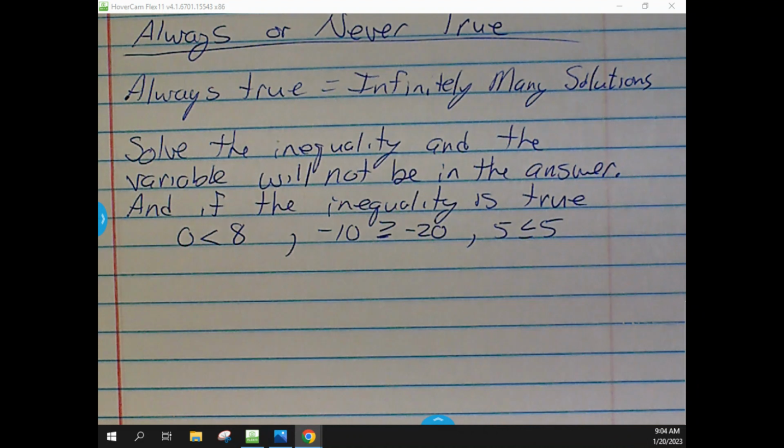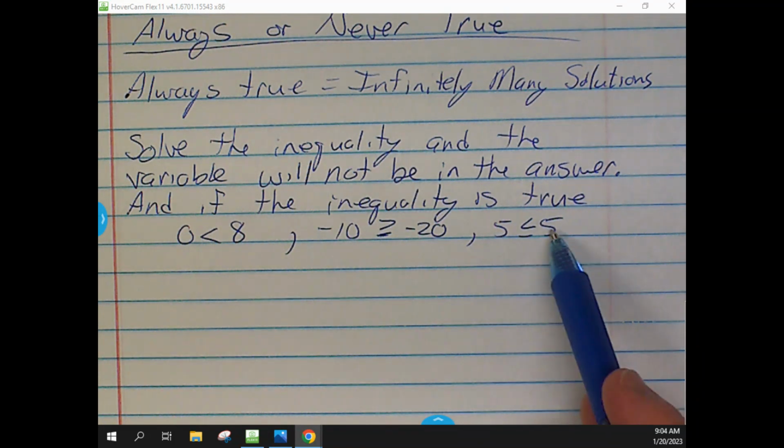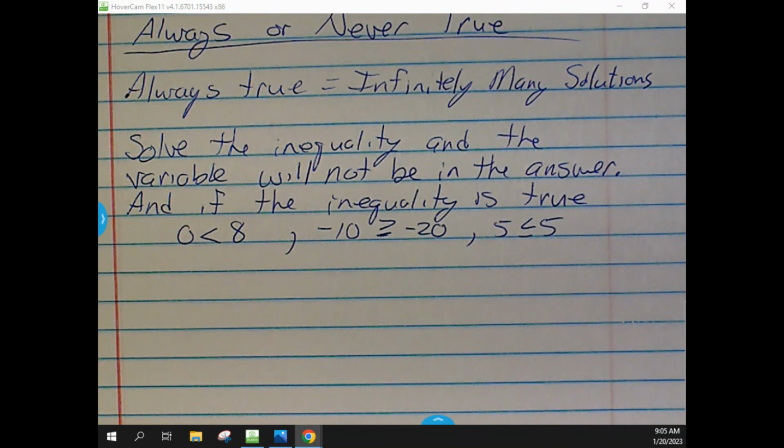Okay. This one sometimes gets people. 5 is less than or equal to 5. And they're like, well, 5 is not always less than. No, but 5 is always equal to 5. So as long as it fits into either one of those two categories, it's okay.